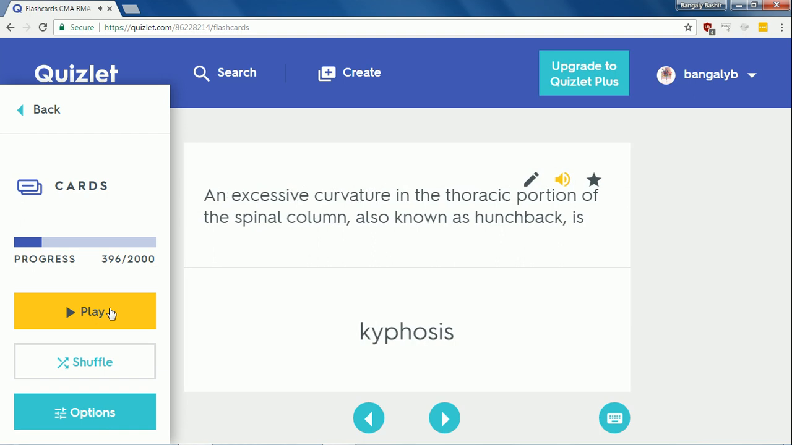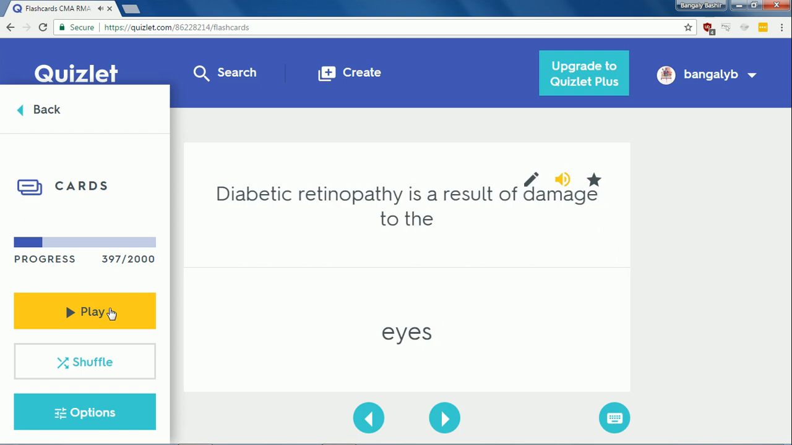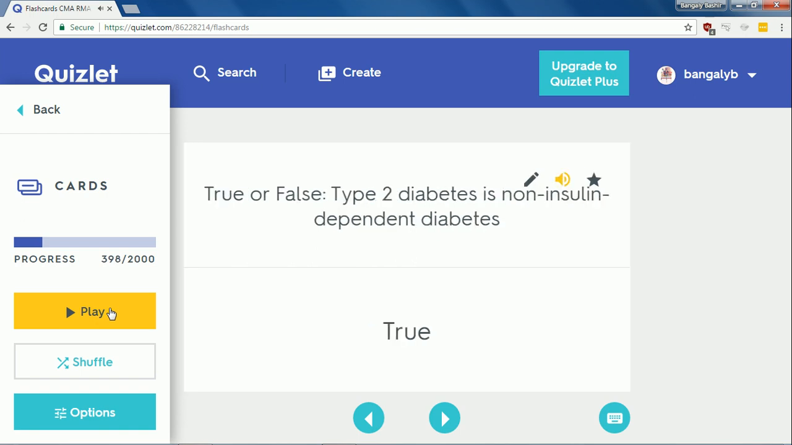An excessive curvature in the thoracic portion of the spinal column, also known as hunchback, is kyphosis. Diabetic retinopathy is a result of damage to the eyes. True or false? Type 2 diabetes is non-insulin dependent diabetes. True.